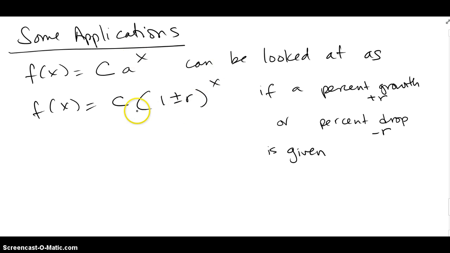Now we can look at this exponential function's base in more detail. So this base a could be composed of this 1 plus r term, where r is really a percent growth given to you or a percent drop given to you based on how the problem reads.